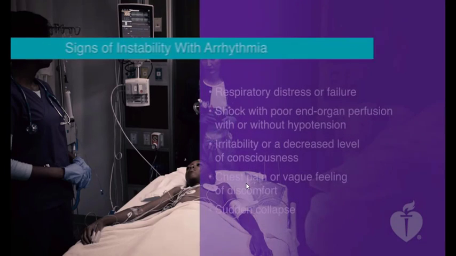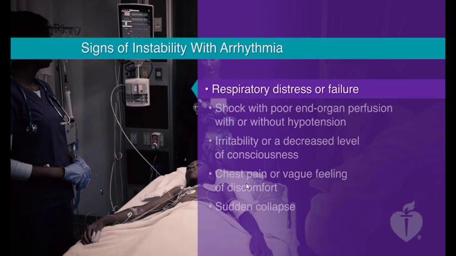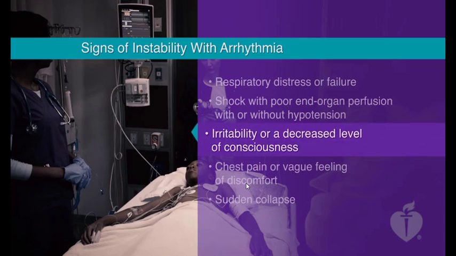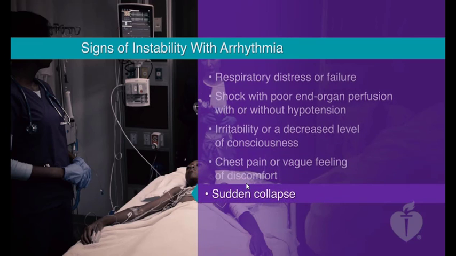The signs of instability in a patient with arrhythmia are respiratory distress or failure, shock with poor end organ perfusion, which may occur with or without hypotension, irritability or a decreased level of consciousness, chest pain or a vague feeling of discomfort in older children, and sudden collapse.